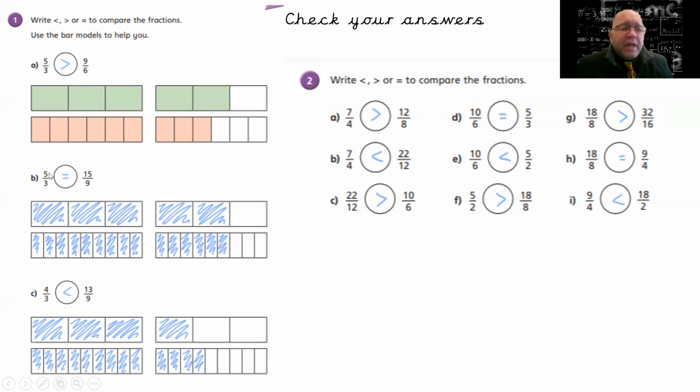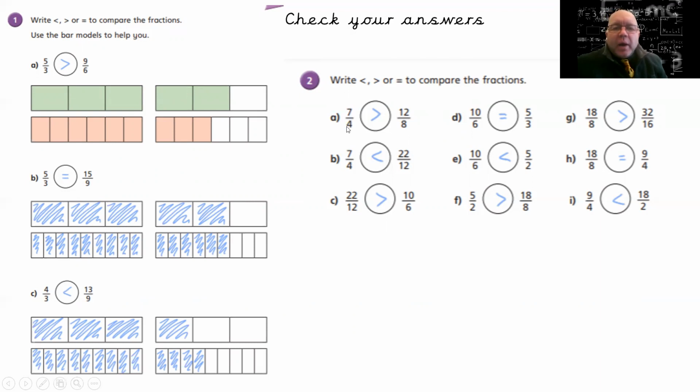And if we do an equivalent calculation, 5 multiplied by 3 is 15, 3 multiplied by 3 is 9, so 5/3 is the same as 15/9. And finally, 4/3 is less than 13/9. And again, if you've shaded your bar model correctly, you will clearly see that the 13/9 is just sticking out a little bit longer. Question 2.